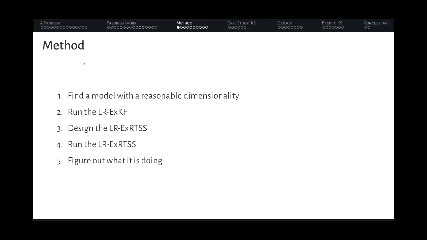Okay, so what are we going to do? Find a model with a reasonable dimensionality. Like I said, I'm just going to go with 1,000. It's going to give me a covariance with over 1 million entries. Run the low-rank extended Kalman filter, design a low-rank extended RTS smoother, run that, and then just have a look at what it's doing.